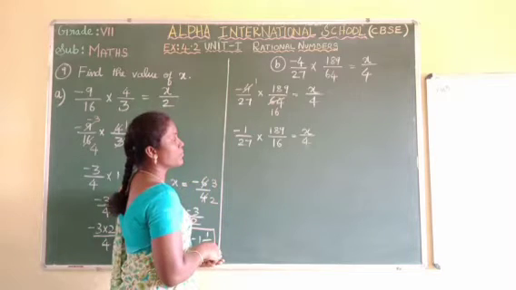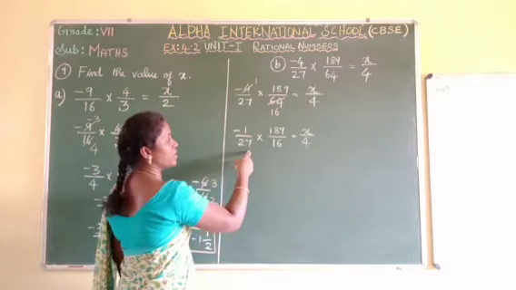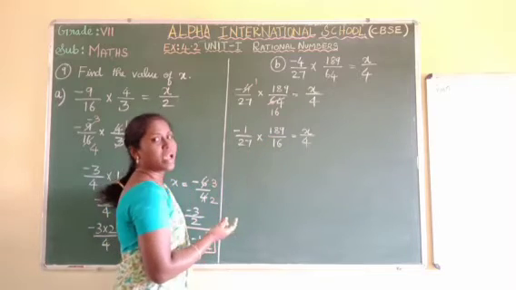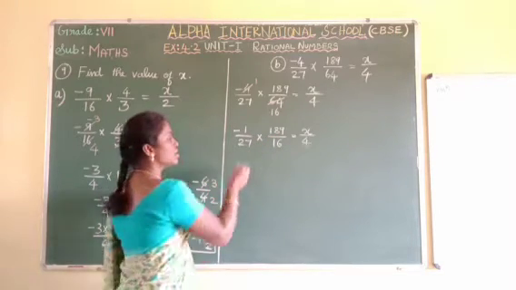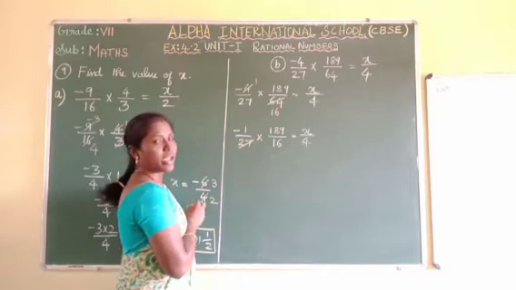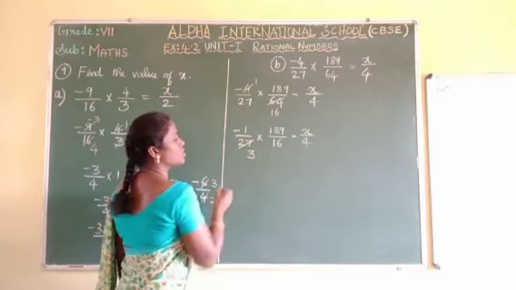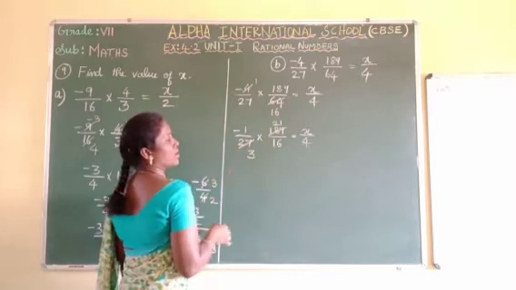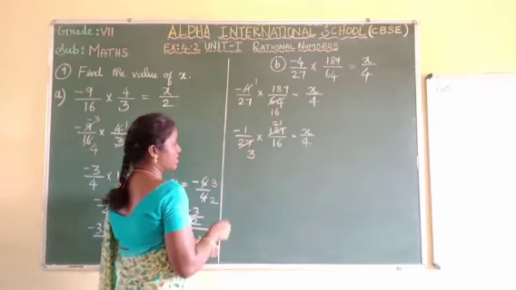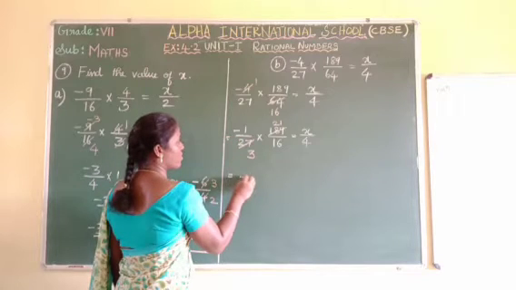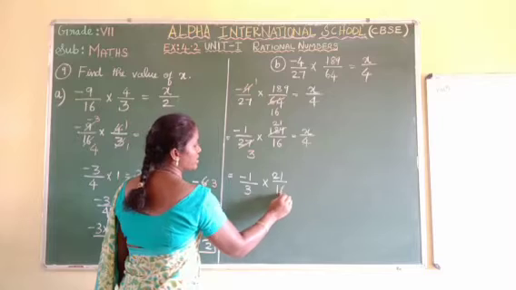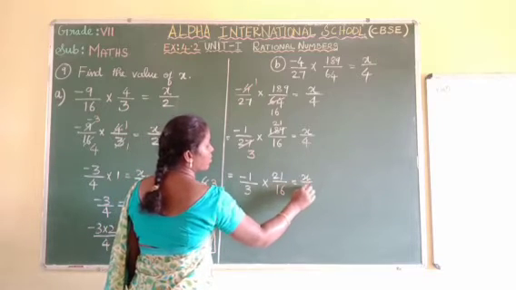Now anything to simplify more? Yes. See here 27 and 189. It ends with 9. Here 27 also has a common factor 9. So I started simplifying by 9. 3 9s are 27. And here 2 9s are 18 and 1. Again we can simplify this. First rewrite the numbers what we are having, then simplify. So into 21 by 16 is equal to x by 4.